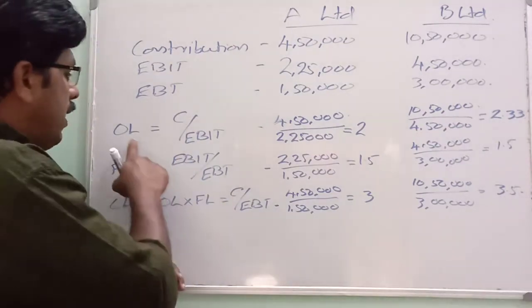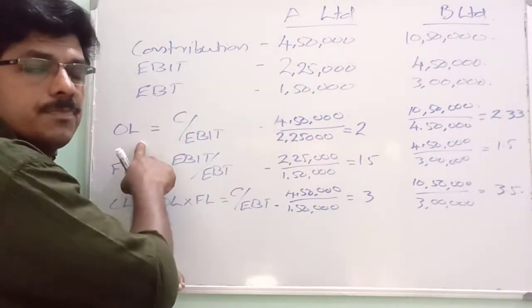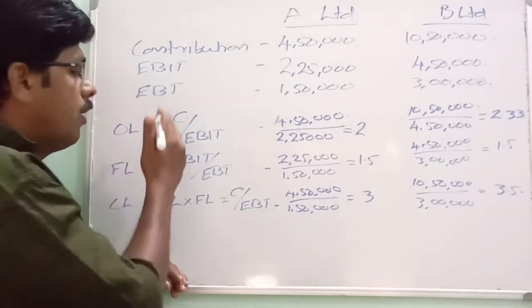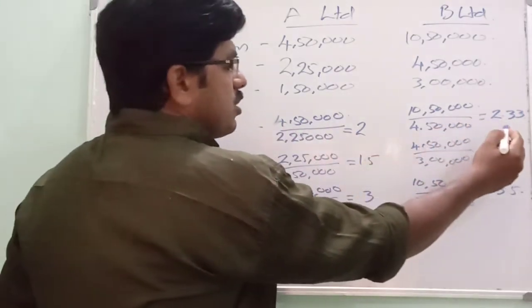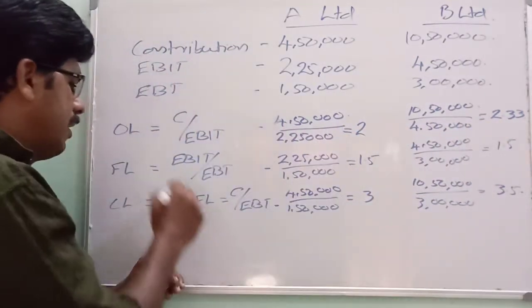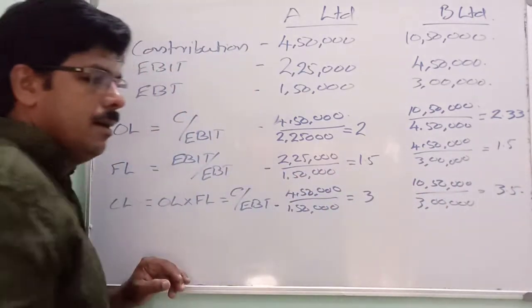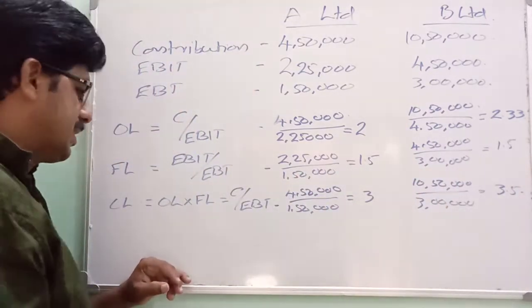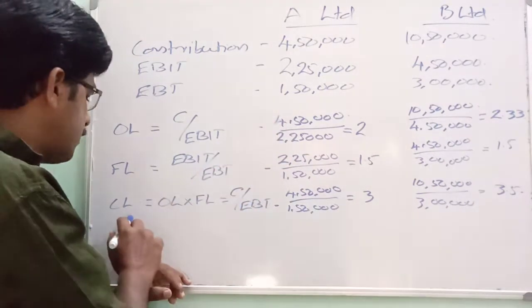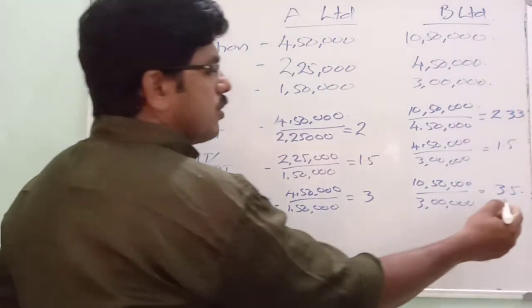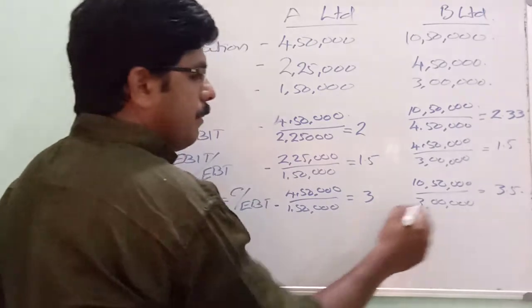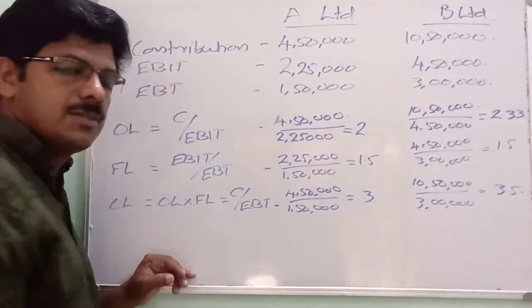So, operating leverage measures the operating risk. Operating risk is high in the case of B Limited compared to A Limited. Financial leverage remains the same at 1.5 in both cases. Financial leverage is the same, but combined leverage is more in the case of B Limited compared to A Limited. Here it is 3.5 and here 3.